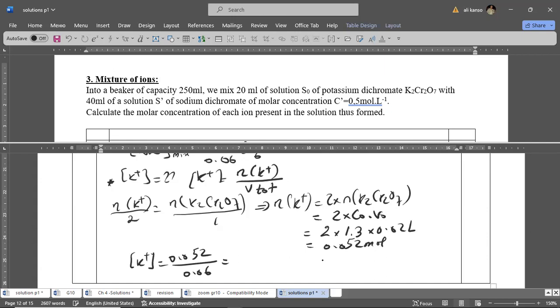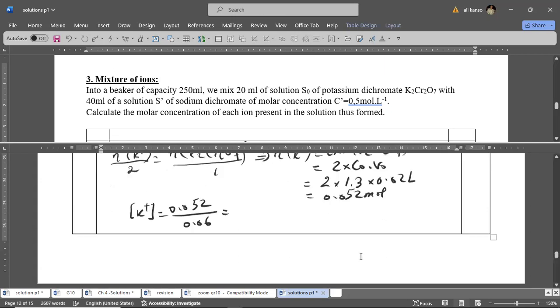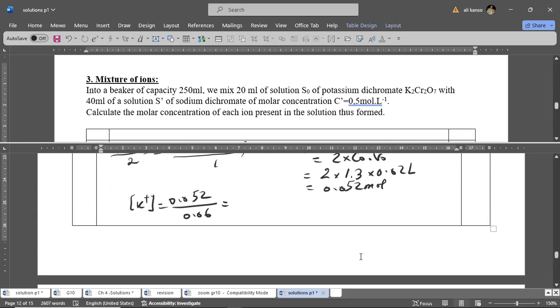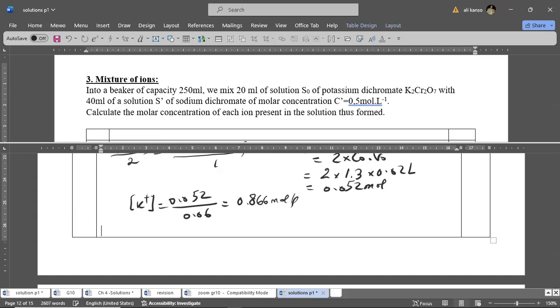0.052 by calculator divided by 0.06, the answer is 0.866 mole per liter.